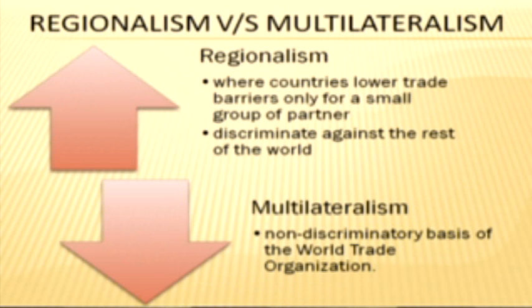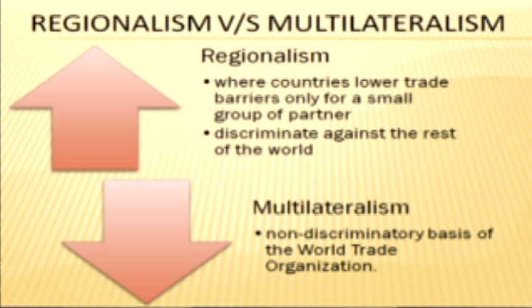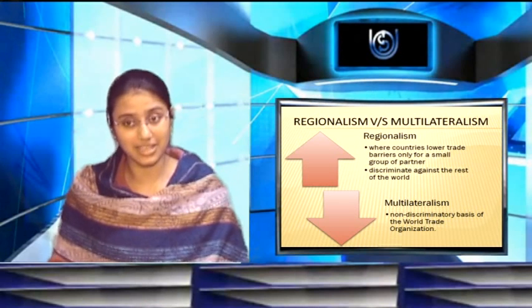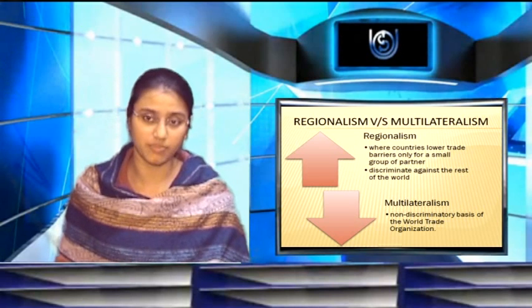Then next is regionalism versus multilateralism. When we talk about regionalism, regionalism is basically when countries create a small group of partners and start their trade practices. That is what comes into regionalism. So where a country trades with low trade barriers in a small group, that becomes regionalism.